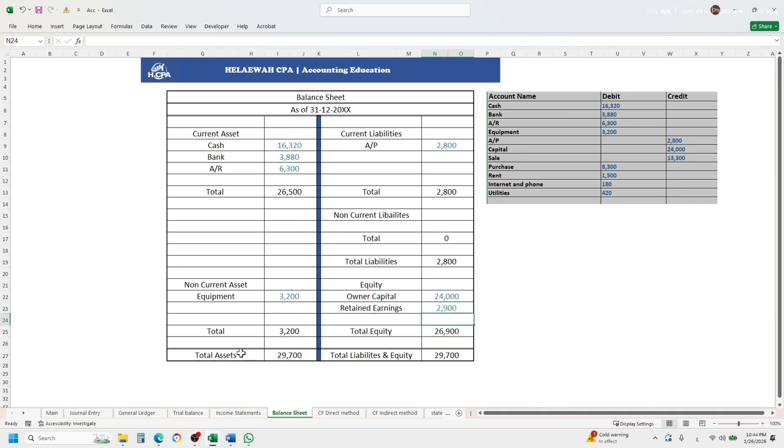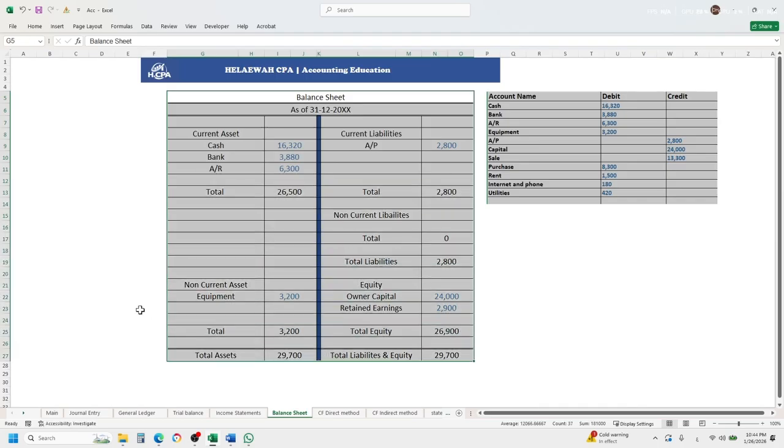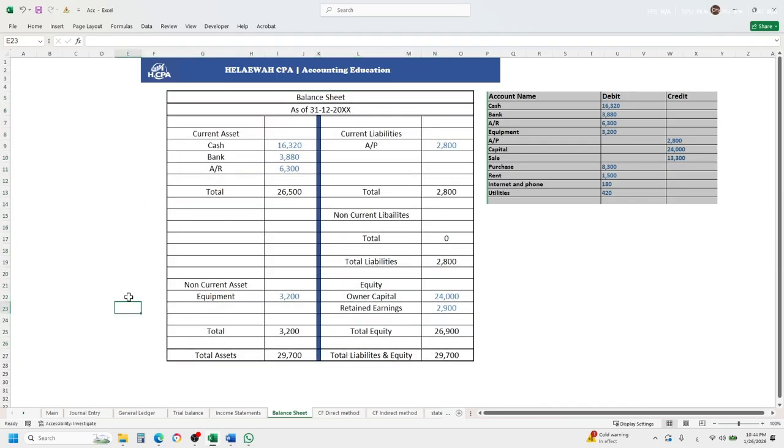As you can see, our assets are 29,700 and our equity and liabilities are 29,700. That shows our work was correct and everything worked fine.